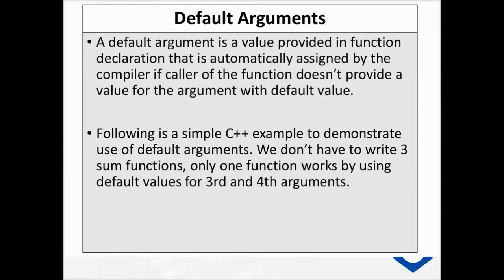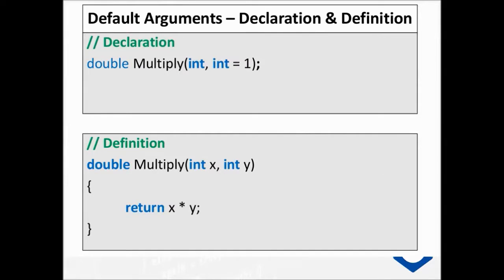Let's look at another topic from C++, that is the default arguments. A default argument is a value that is used automatically if the caller of the function does not provide a value for the argument with default value. So, default arguments, declaration and definitions.